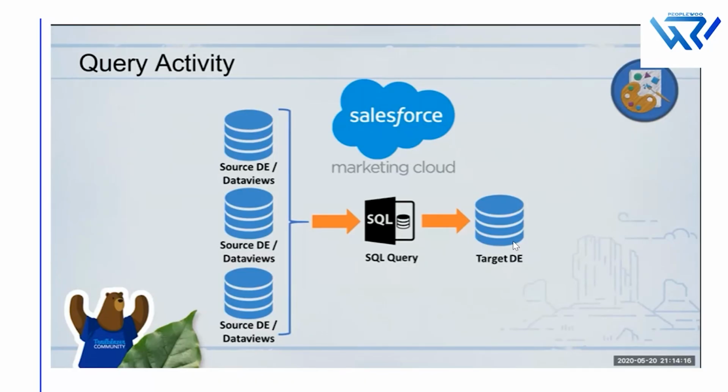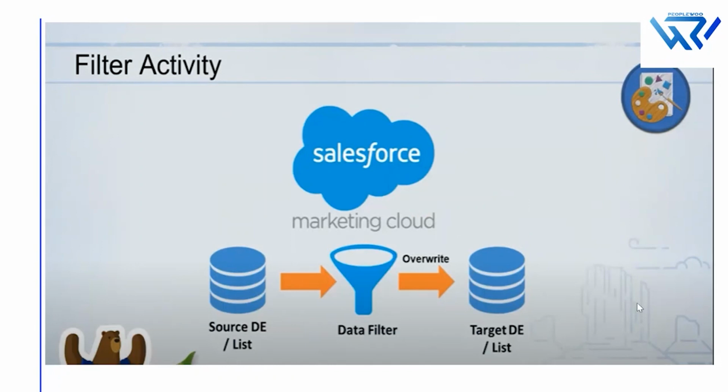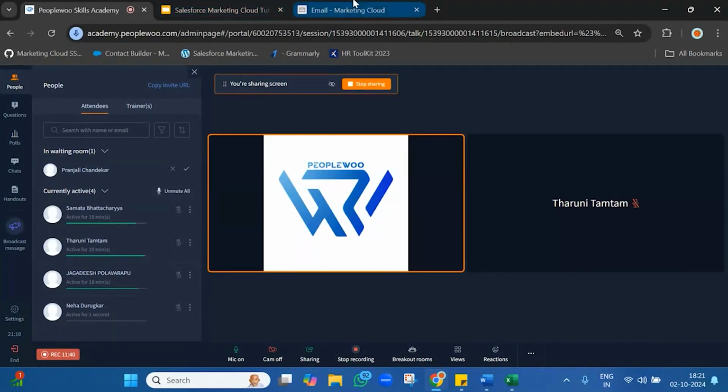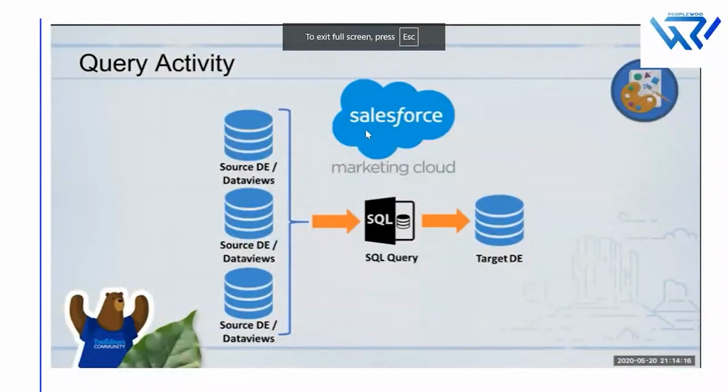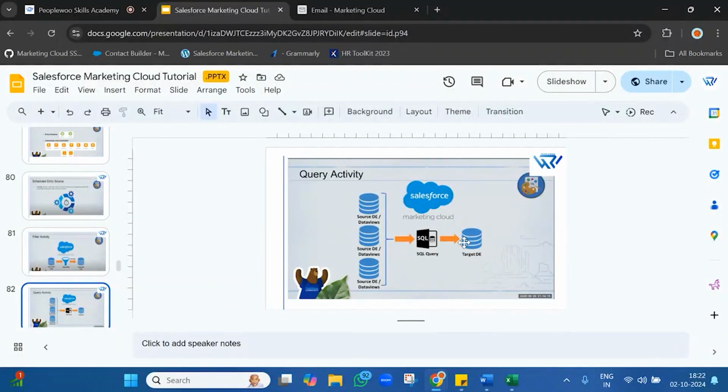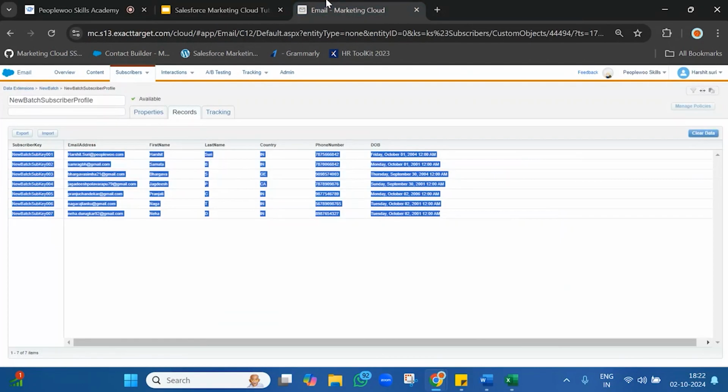But in a filtered data extension, the target data extension was created automatically by the filter. Inside this query activity, we have to create data extensions manually, where we have to store the results. So the first thing we have to do is create a target data extension and create all those attributes which we have to bring using a query.